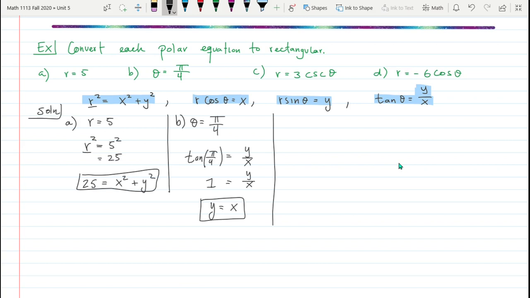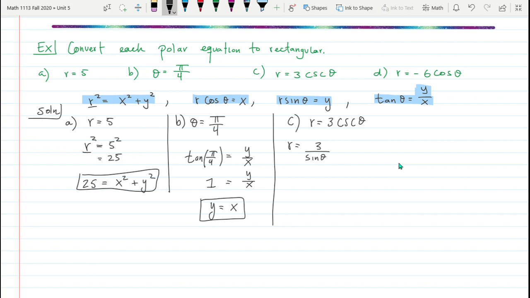C? The radius, or r, is equal to 3 cosecant theta. So how would we do that example? First, rewrite it in terms of sine and cosine, right? That's going to be the best thing to do. So r is equal to 3 over sine of theta, right? That makes it a little bit more obvious.